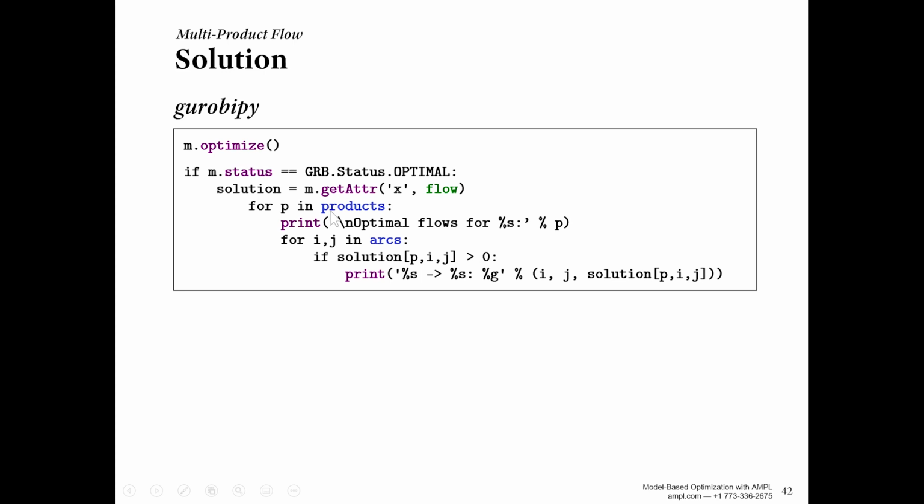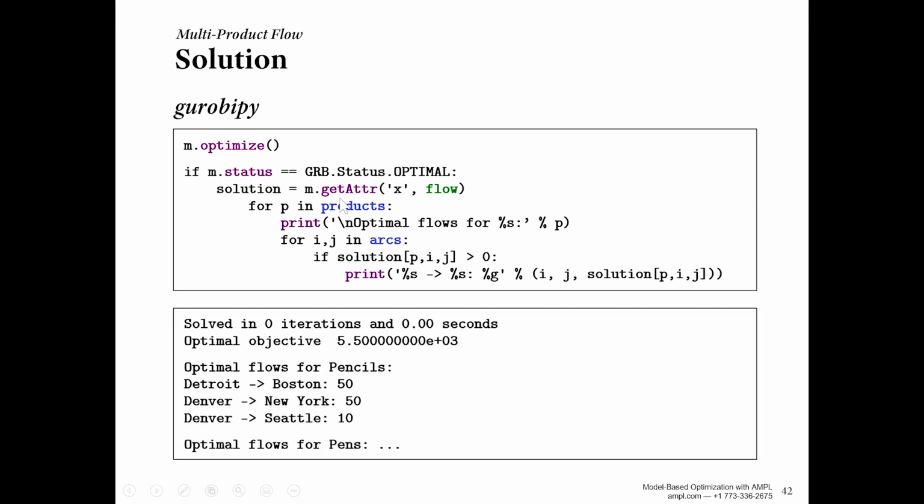Okay? That's easy to debug. And so that's straightforward. It gives you some output like that. It shows the flows that are non-zero. Okay, in this thing. So that's just fine.